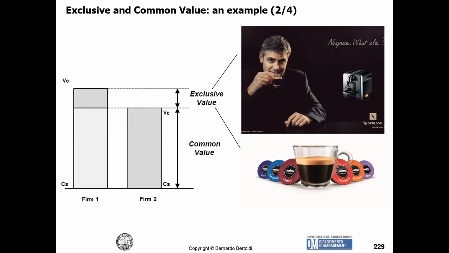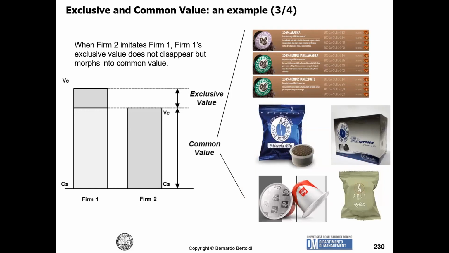Then for a number of years, being protected by a number of proprietary technologies, Nespresso and Lavazza, for example, as well as a few others like Keurig in the US, were able to protect and keep this value exclusive. Then, when the proprietary technology expired, the value became common. And so you see, very quickly, competition forces start to press down prices in order to give more value to the customer, transforming exclusive value into common value and lowering the total value for the industry.